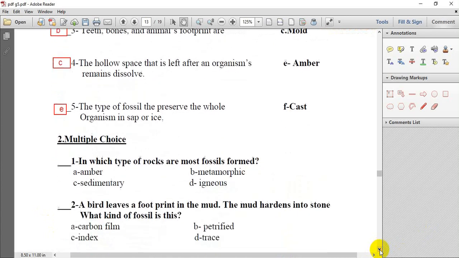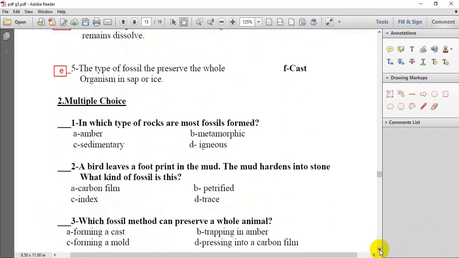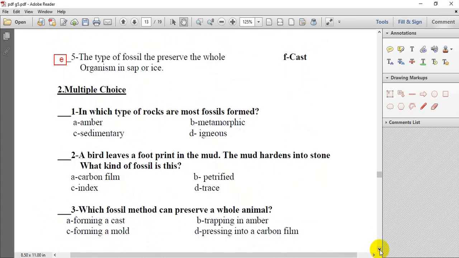In question 2, multiple choice, first one. In which type of rocks are most fossils formed? Which kind of these rocks do we find fossils in? If you remember, we said that sedimentary rock is the best kind of rock to find fossils in because, as we said, it doesn't require heat or temperature or pressure. So the sedimentary rock is the best kind for fossil formation. So letter C.